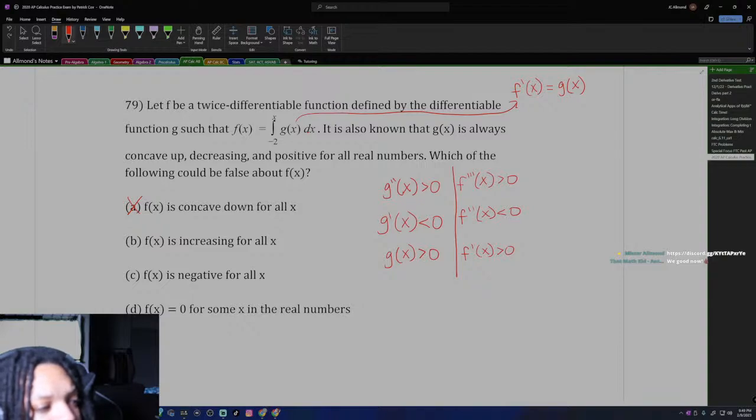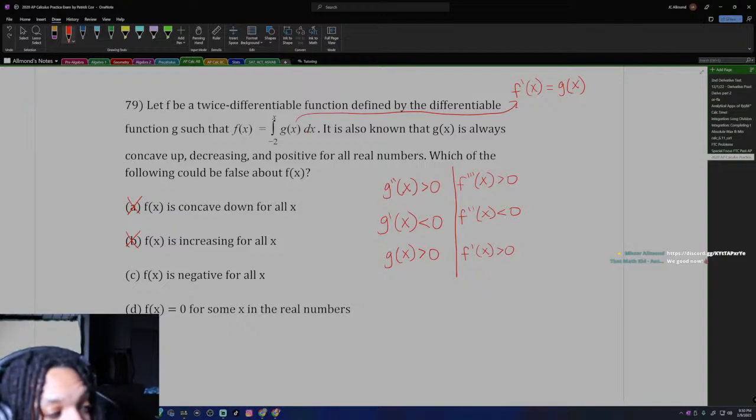Okay, what about C? F of x is negative for all x. Actually, wait. I take that back. F increasing means that f prime is positive. I'm tripping. And f prime we know is positive. So B cannot be false. C is really what we don't know because we don't really know anything about f. But let me read D though.